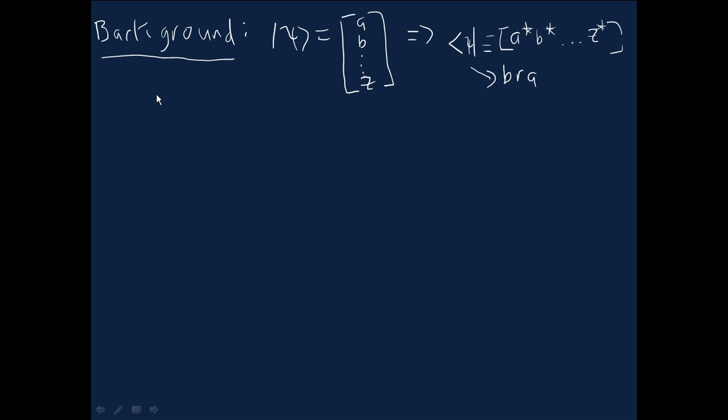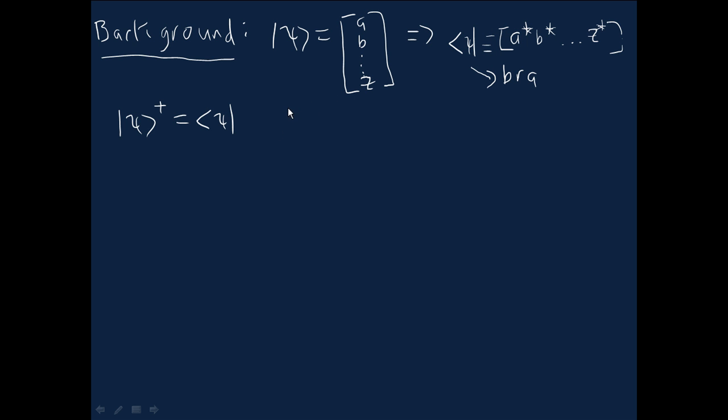A few facts to observe about the bra notation: it's related to the standard notation by the Hermitian dagger operation. So in particular, this identity is true, and it's easy to see that it's true. We take this column vector and we dagger it. How do we dagger it? Well, we take the transpose, so it turns it into a row vector, and we take the complex conjugate of all the elements. So we get exactly this bra.